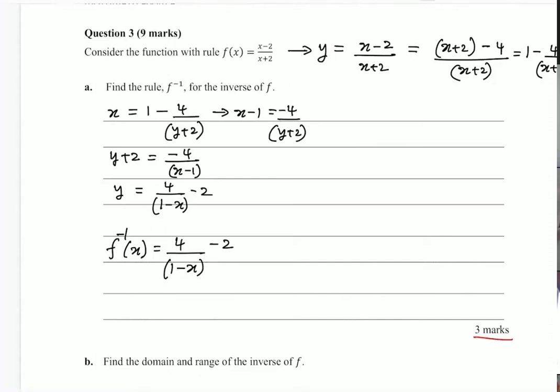So when you do that, you have to be very careful. This is 3 marks, right? When you are defining a function, you have to define the domain properly. Otherwise, you lose 1 mark. So you have to say x is what? X is all real other than 1. Okay, so you have to do that properly.